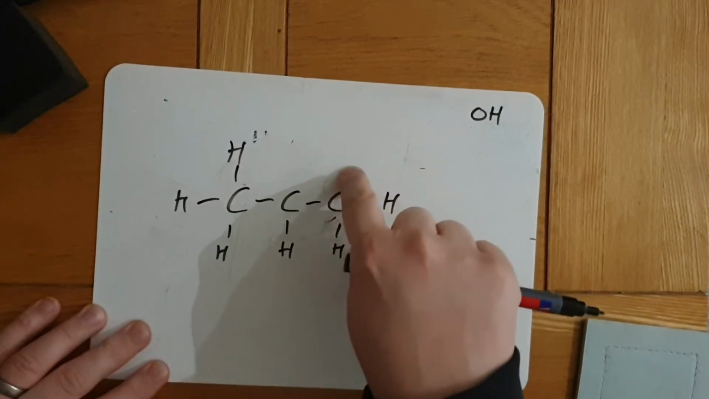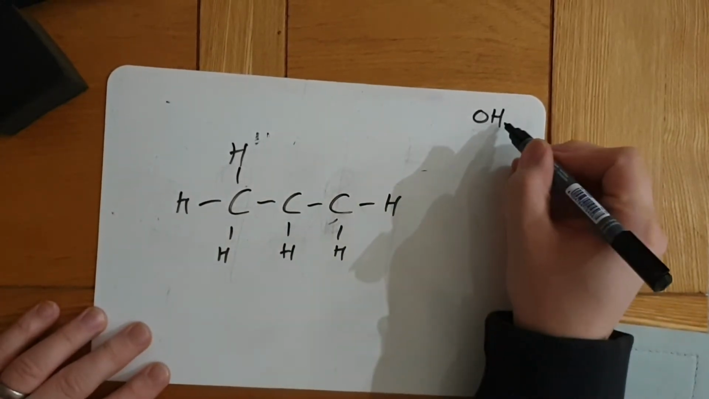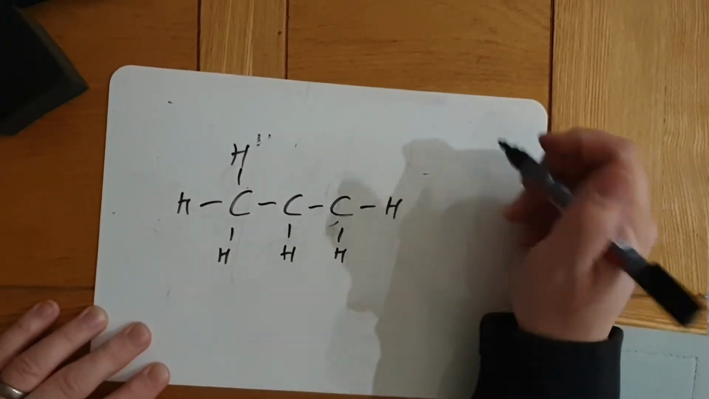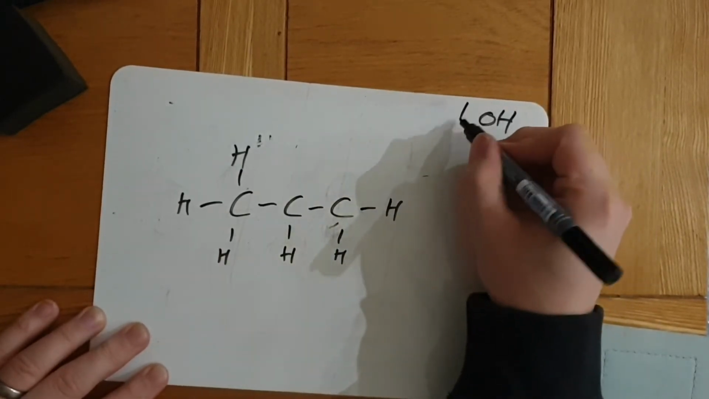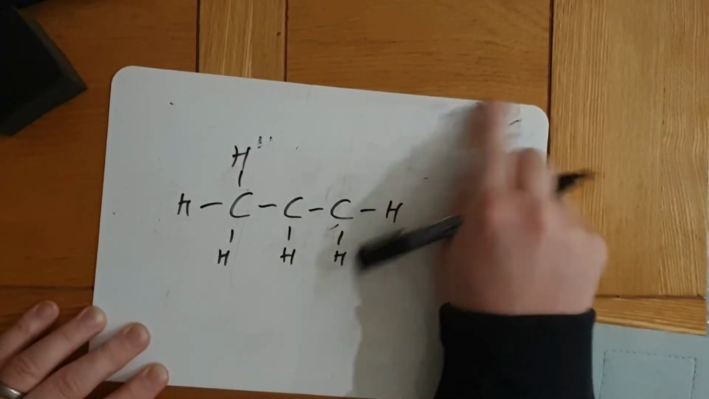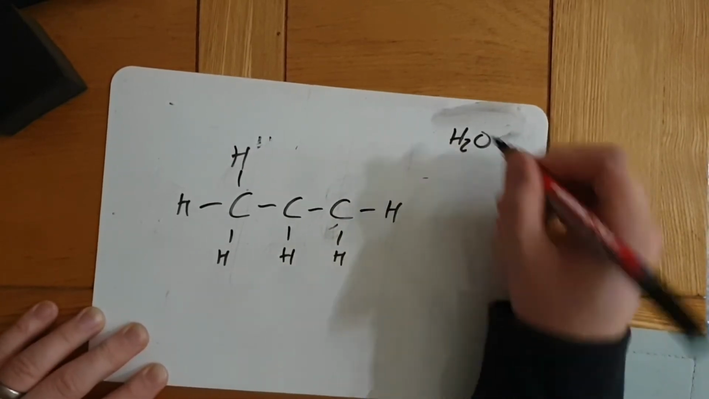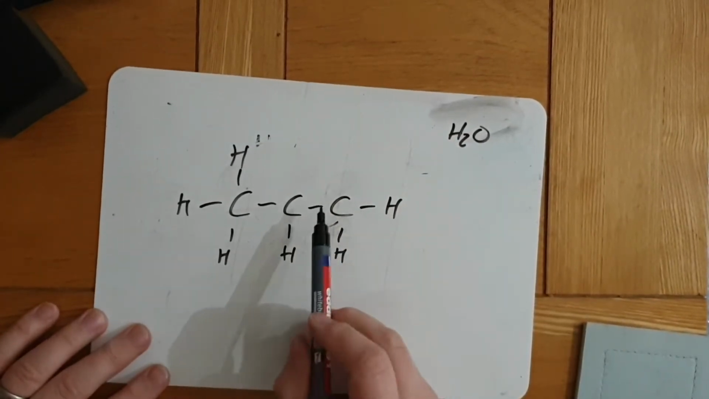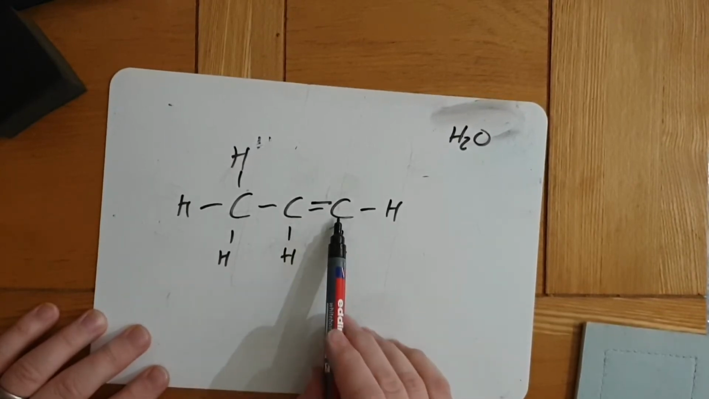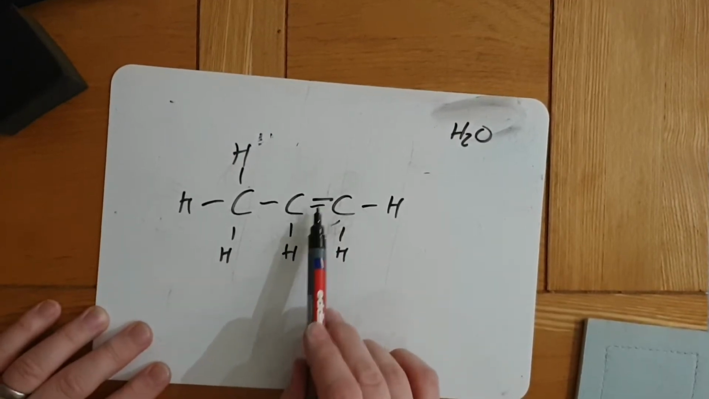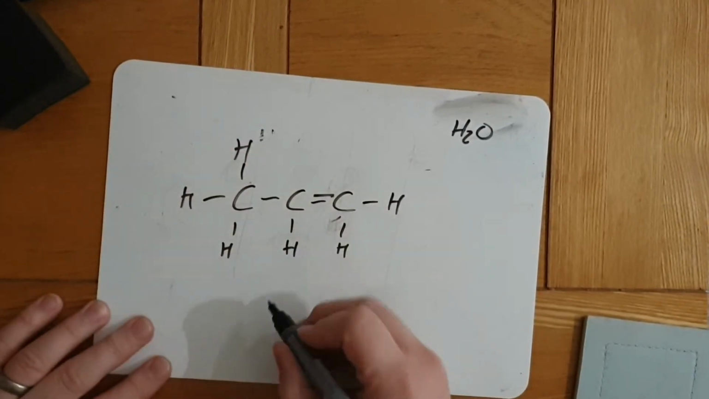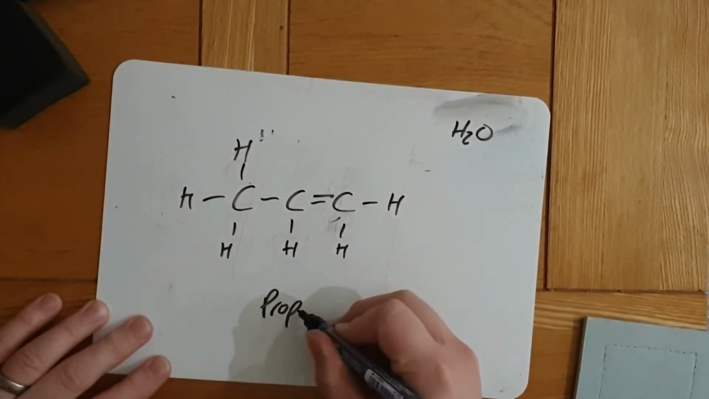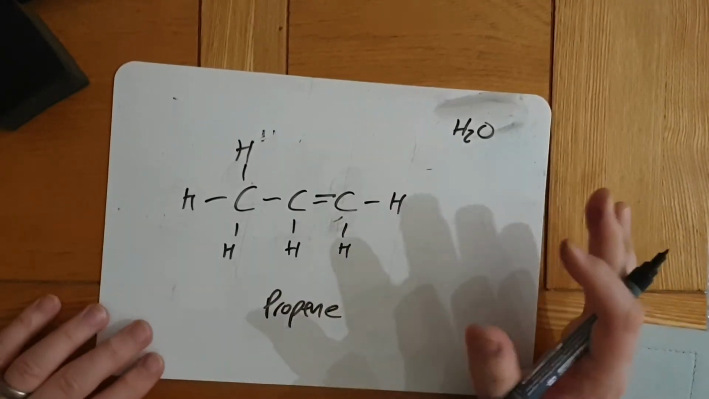So if I pick that one, now we've got an OH, and we just took another H off, so HOH, or better known as H2O, water, because we've dehydrated it. And then it makes a double bond, because now this one's got 1, 2, 3, 4, and this one's got 1, 2, 3, 4. So we started off with propanol, and we've ended up with propene, so a dehydration reaction.